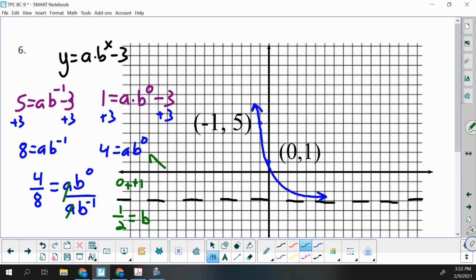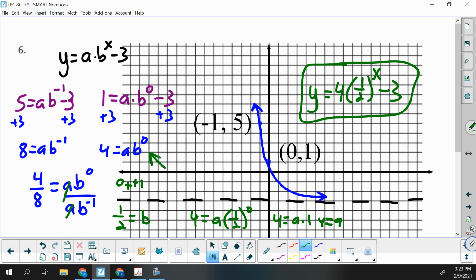Sub back into your 0 equation, because that's easier. So we'll have 4 equals a times 1/2 to the 0. Anything to the 0 is 1, so this is 4 equals a times 1, or in other words, a is just 4. So our final equation, we've got y equals 4 times 1/2 to the x, and don't forget your minus 3 on the end. It's a common mistake people make, forgetting to put that plus or minus thing on the end.